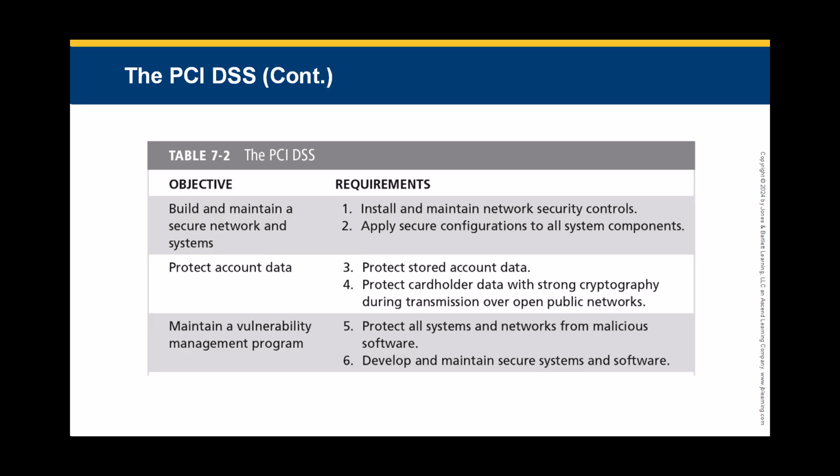The first objective is to build and maintain a secure network and systems. This is the foundation of PCI DSS. The first requirement under this objective is to install and maintain network security controls. For web applications, this includes firewalls, web application firewalls, network segmentation, and secure routing rules that limit exposure of cardholder environments.